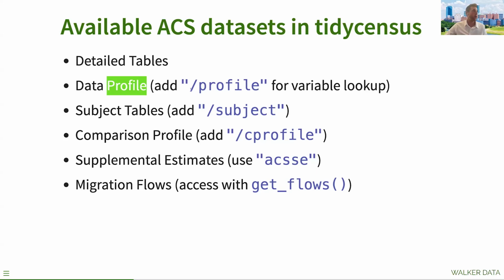And basically that gives you pre-tabulated estimates in many cases, collapsed categories and percentages with appropriate denominators. So that can be really helpful to work with. The subject tables, comparison profile, and supplemental estimates, along with migration flows data, that's all available in tidycensus. So feel free to explore.